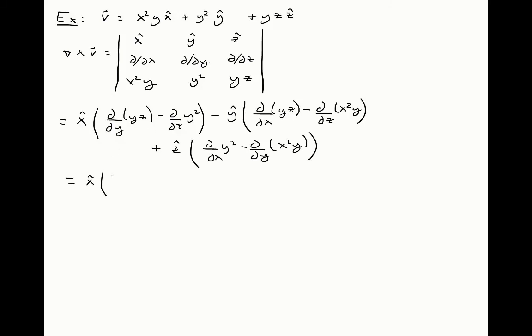Okay, so what do we get? We get z minus 0. We get 0 minus 0. 0 minus x squared. So this simplifies down to z x hat minus x squared z hat. So by no means simple or easy to visualize, but you can see how the full calculation works out.